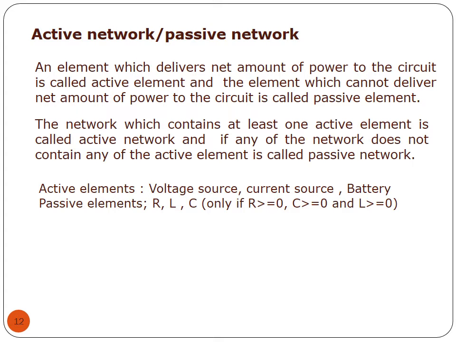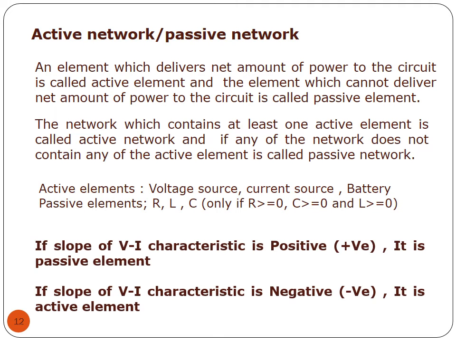Here there are two key findings by which we can decide whether the network or element is passive or active. Number one is, if the slope of VI characteristics is positive, it is called a passive element. If the slope of VI characteristics is negative, it is an active element. Let's understand.